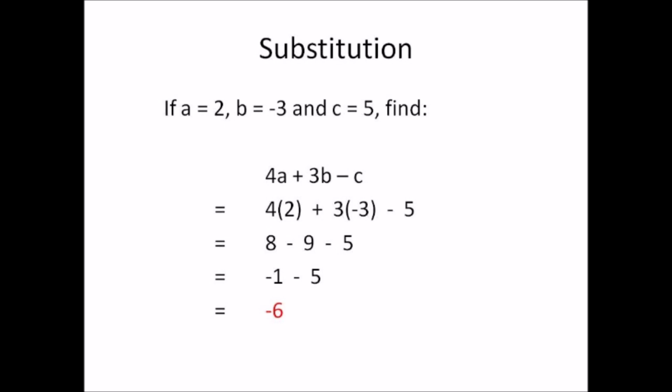Okay, moving right along now to the substitution. Let's see if you got those correct. a is 2, b is negative 3, and c is 5. So when you put your values in, you end up with negative 1 minus 5, and you have to add those two negatives to get negative 6.